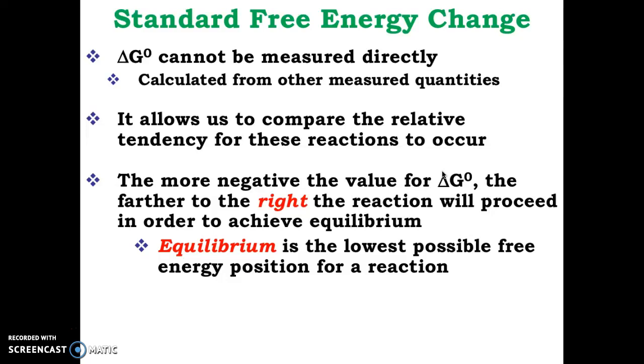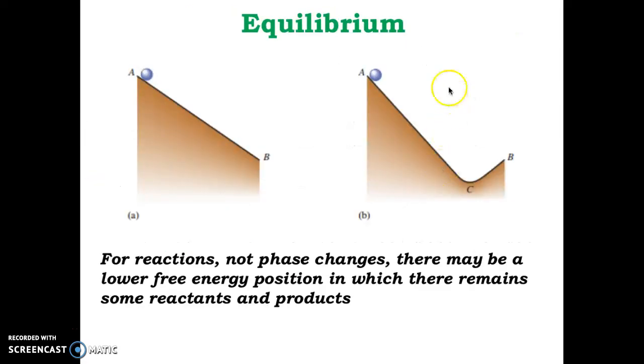Equilibrium being at the lowest possible free energy position for a reaction, which may not always lie completely to the right. It may be at a lower energy state if I'm at an equilibrium where there are some reactants and some products, which is kind of shown in this diagram right here. So for reactions, not phase changes, it's not going to completely go all the way to the right. Like in a phase change, all of the liquid may evaporate to a gas if you let it occur for a long enough period of time. But for reactions, again, there may be a lower energy state like we see here where all of the reactants haven't been converted to products, but we're still at the lowest free energy state. It's reached what is called equilibrium, where some reactants and some products remain.